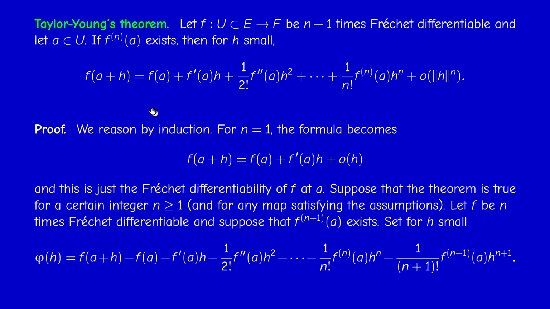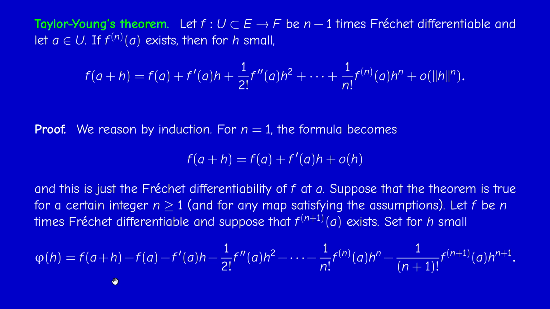Now, I want to prove that f of a plus h equals this polynomial plus a remainder which is small o of the norm of h to the power n plus 1. So I introduce the new function which gives me the difference between f and its polynomial of order n plus 1.